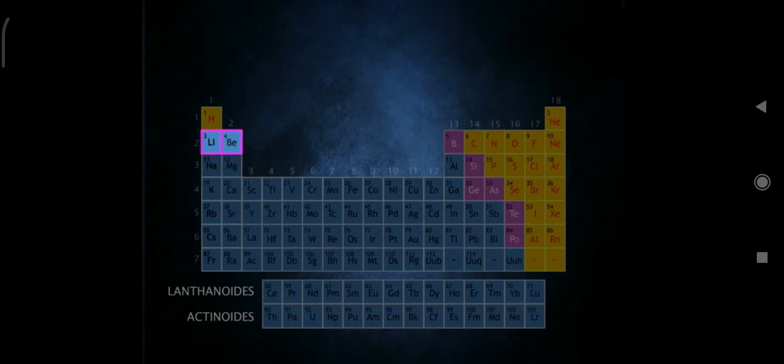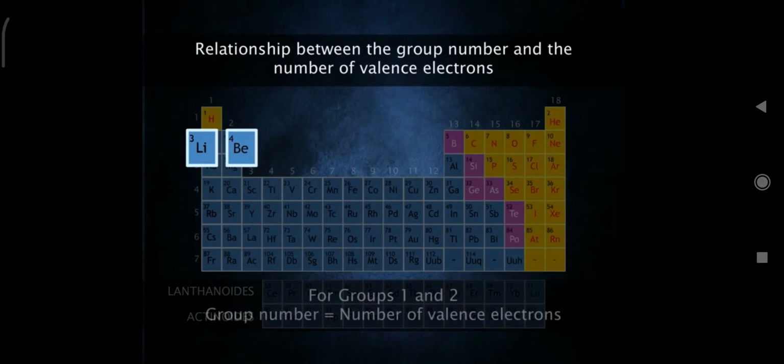Is there a relationship between the group number and the number of valence electrons? For groups 1 and 2, the group number indicates the number of valence electrons in an atom of a given element.